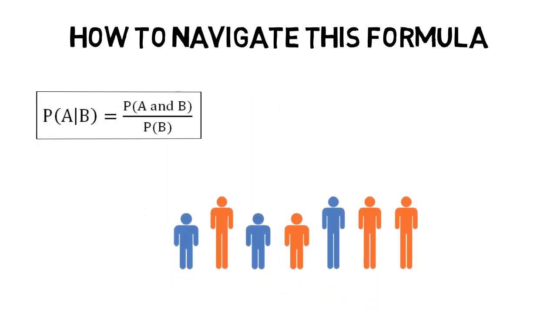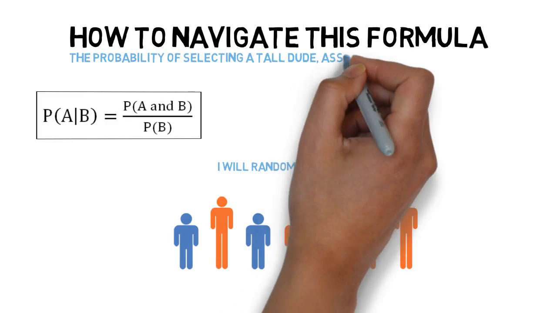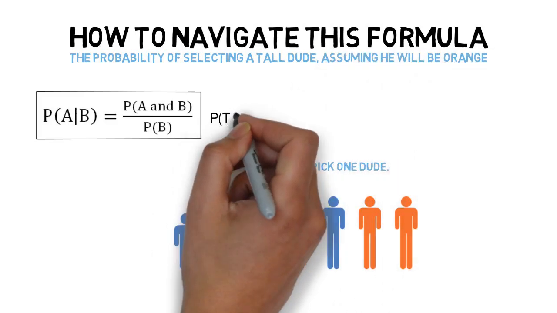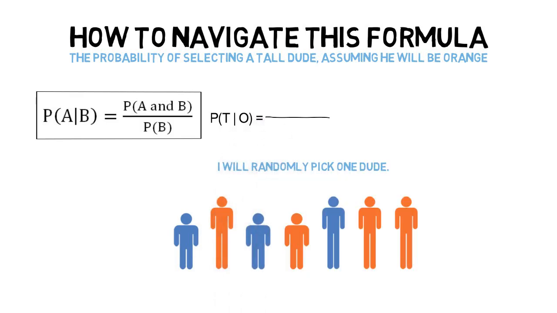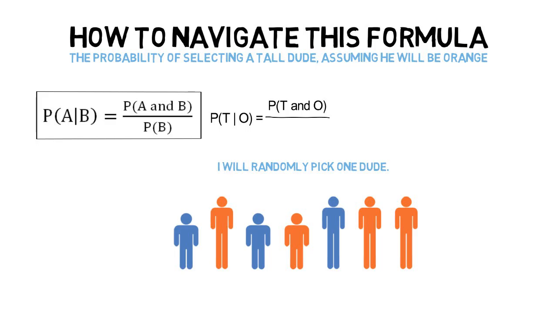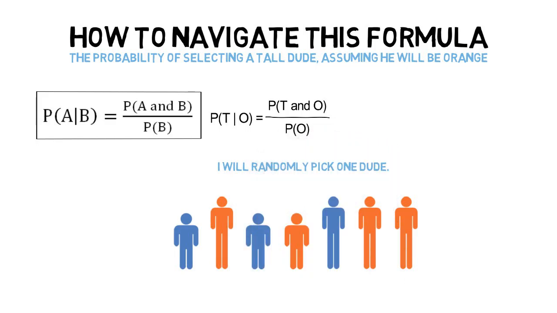Remember these guys? They're the random people on that street corner where I like to hang out. I randomly pick one of these people, and I want to find the probability that the person I picked is tall, assuming I know for a fact ahead of time that they're going to be orange. Now, I can plug that into the conditional probability formula, and it says that on top we're trying to find the probability of tall and orange. And on bottom we're just trying to find the probability of orange.